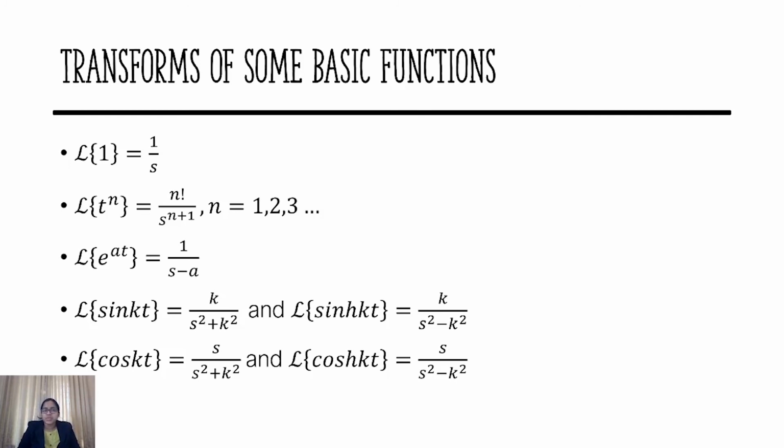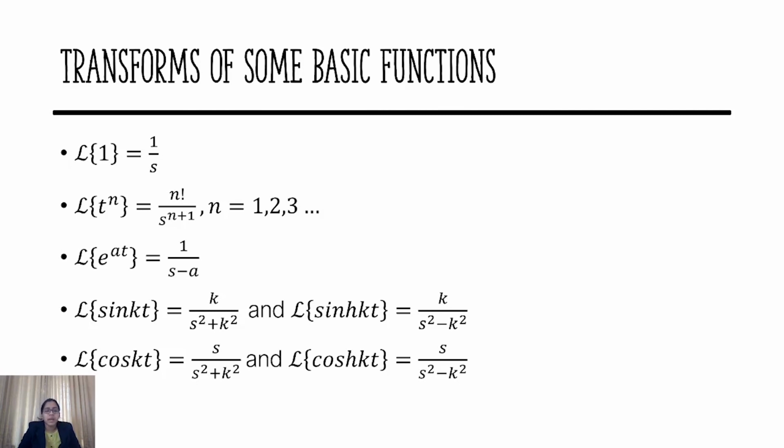So that is, the Laplace transform of 1 is 1 by s. Laplace transform of the polynomial t raised to n is equal to n factorial by s raised to n plus 1, where n is 1, 2, 3. So with the help of the second one, we can determine the Laplace transform of any polynomial function. Okay, so the Laplace transform of t raised to n is nothing but n factorial by s raised to n plus 1. Then we have the Laplace transform of the exponential function e raised to a into t, where a is some constant, which is equal to 1 by s minus a.